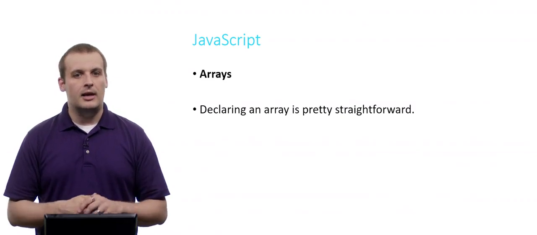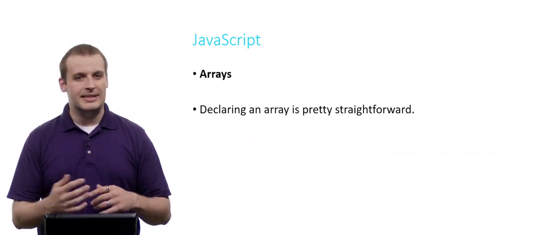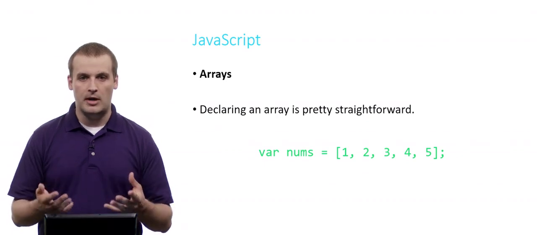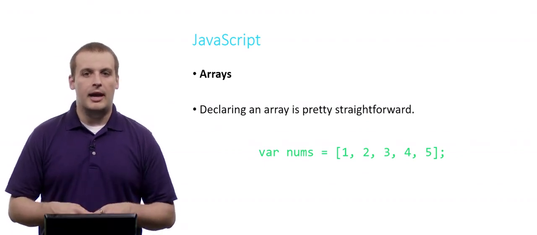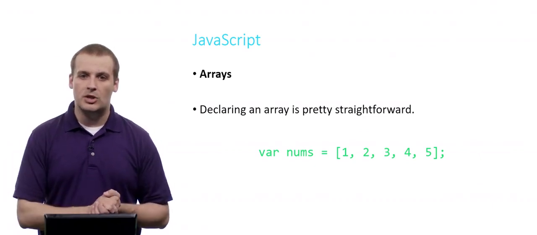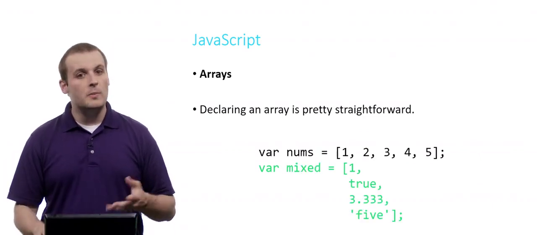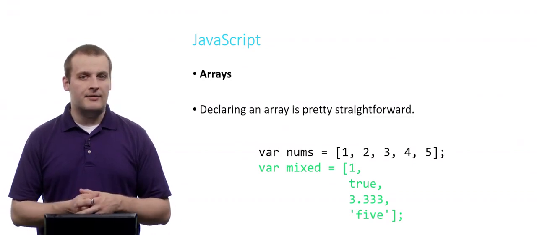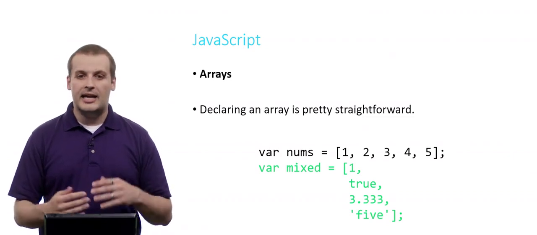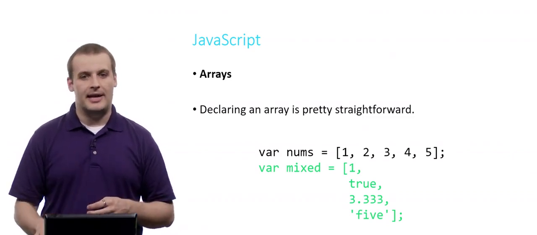JavaScript, like C and like Python, or analogous to Python's lists, has arrays, and you can declare an array. It's pretty straightforward. So for example, var nums creates a local array. And then I have square brackets, and I just have a comma-separated list of all the values that I want to put in the array. I can also mix types. I don't have to have all integers or all floats or all strings like I do in C. I can have different types mixed together there.